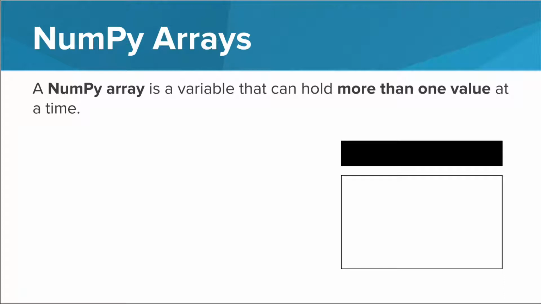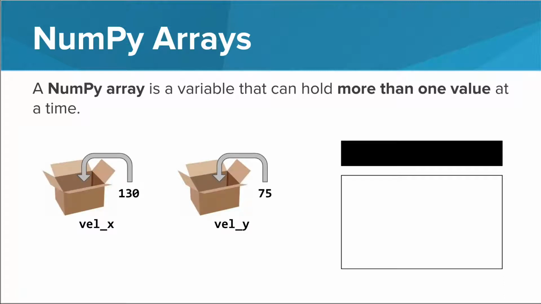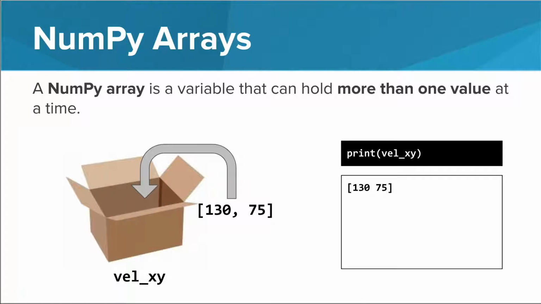For example, instead of always having to keep track of two variables for the x and y components of a velocity vector, we can use an array and store them both in the same place. Here we store both components in an array variable called vel_xy. When I print the variable, I see both values are printed.